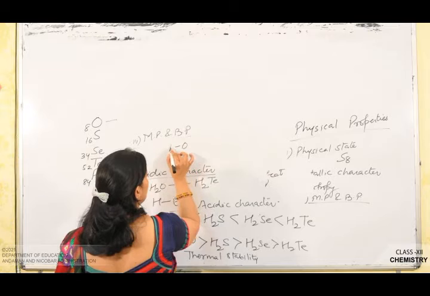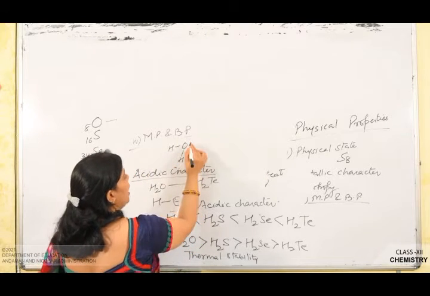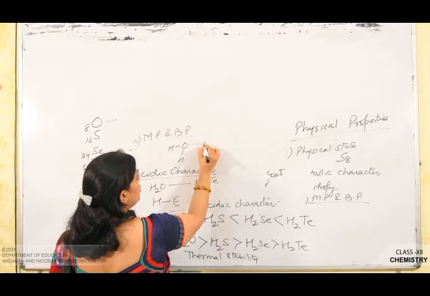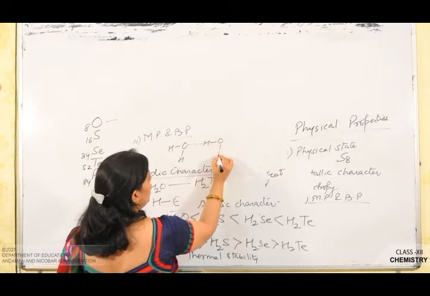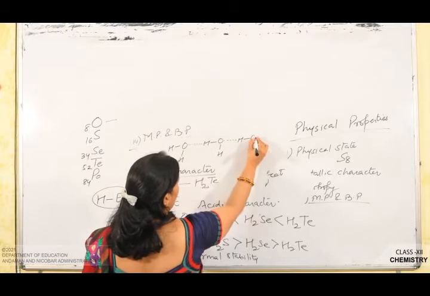So how does hydrogen bonding exist in H2O? This is one H2O molecule, and the oxygen of one molecule is associated with the hydrogen of another. In this way another H2O molecule is associated with the hydrogen of another.